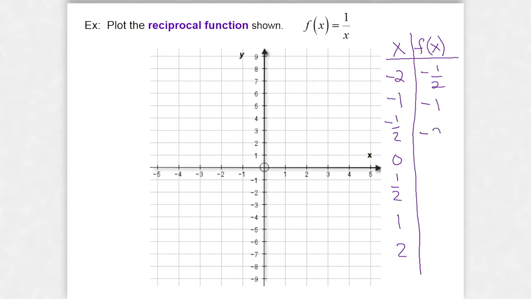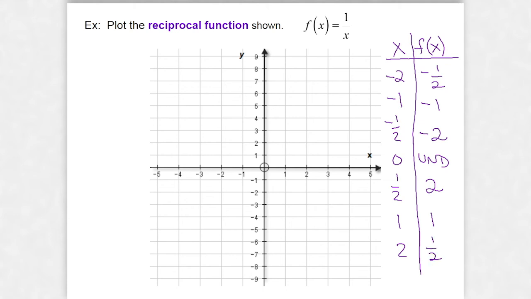How about if the input is 0? 1 over 0. But can't you not do that because you can't have a 0 in the denominator? So will we get an output there? It would just be undefined. Now how about if the input is 1/2, the output would be 2. You're taking the reciprocal, kind of flipping that particular fraction. When the input is 1, the output is 1, and when the input is 2, the output is 1/2.